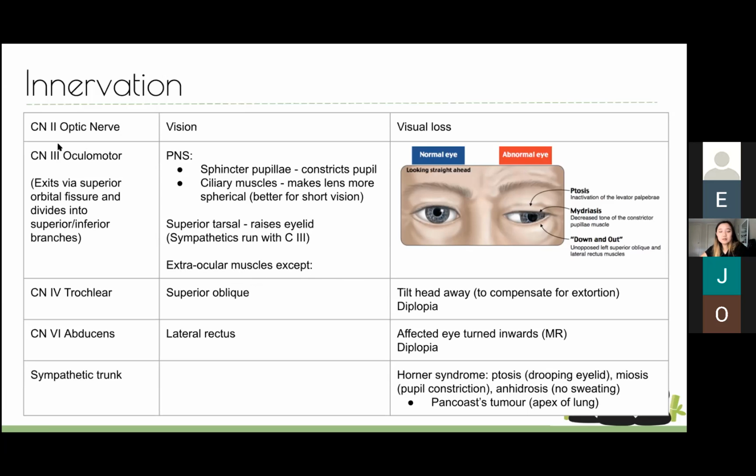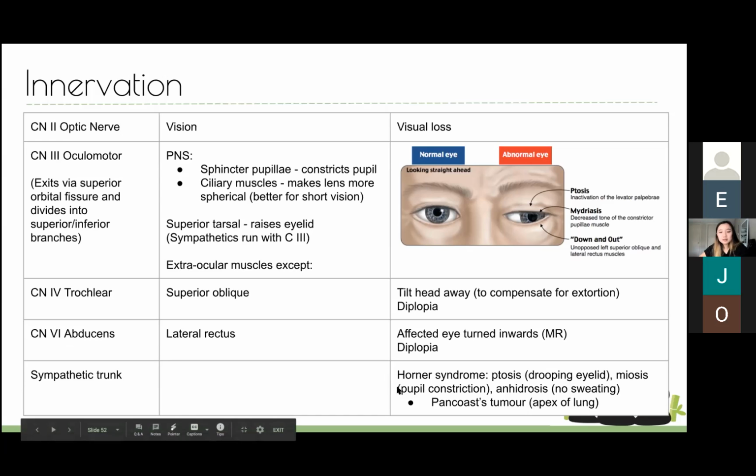So when CN3 is hit, you go down and out. If you have to remember one of these, remember down and out. But you also get ptosis, so drooping of the eyelid, and dilation of your pupil. So your trochlear nerve does your superior oblique, so people tend to compensate by tilting their head away. And then your abducens nerve does your lateral rectus, and so the affected eye turns inwards because the lateral rectus isn't pulling outwards.